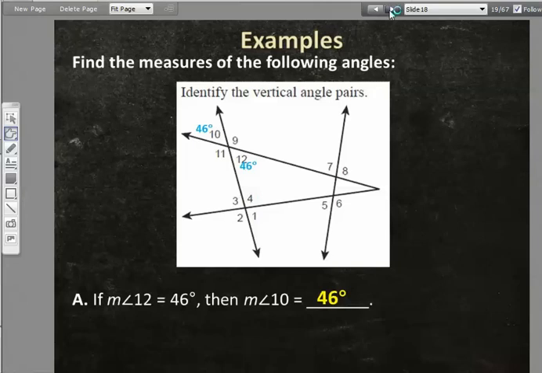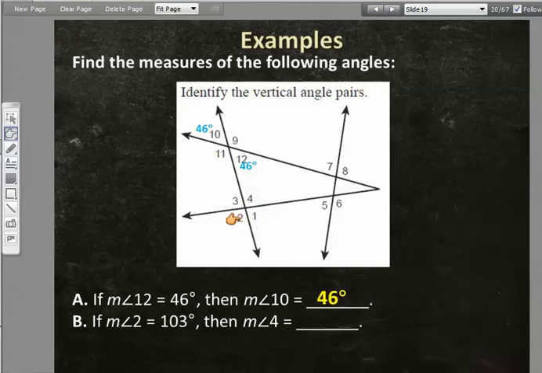Okay, let's look at the next one. If the measure of angle 2 is 103 degrees, then the measure of angle 4 is what? So here's 2, and they're saying it's 103. 4 is a vertical angle, so guess what it's going to be? 103.